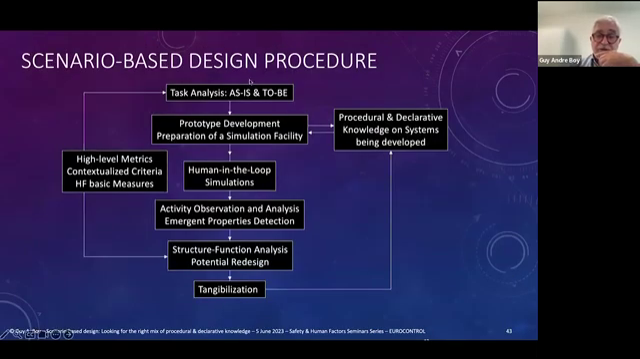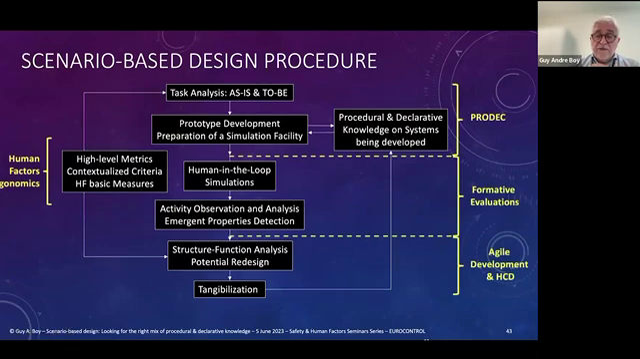So in fact, we start with the task analysis. We develop a prototype, do a human-in-the-loop simulation, observation of the activity, do a structure function analysis. Then we can iterate on the metrics. And then you have a tangibilization here, where you do what could be called an ontology of the system. So this is the thing.